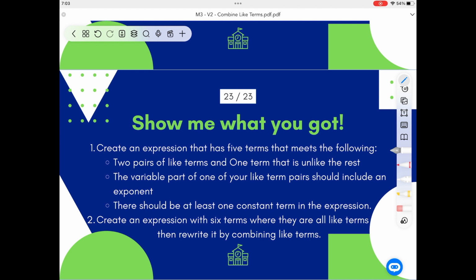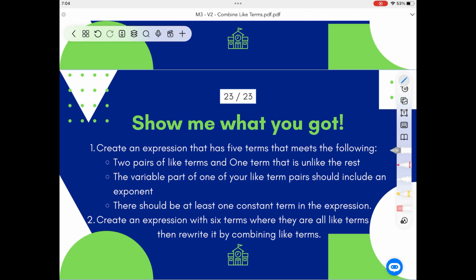So, first, can you create an expression that has 5 terms that meet the following criteria? Out of those 5 terms, can you make 2 pairs of like terms and then 1 term that is unlike all the others? Can you also make sure that your expression has a variable part, one of them including an exponent? So, one of the pairs of like terms should have an exponent in common. And then finally, can you also make sure that your expression has at least one constant term in the expression?